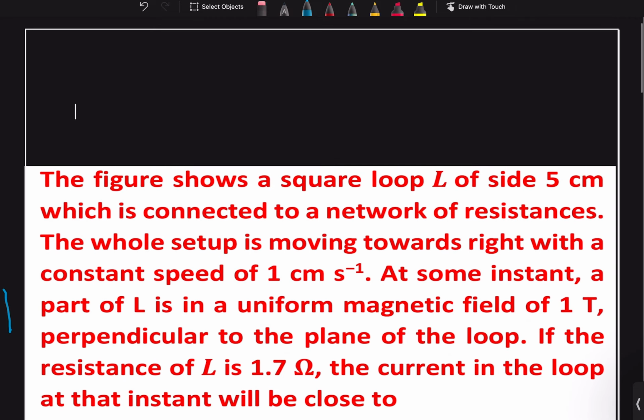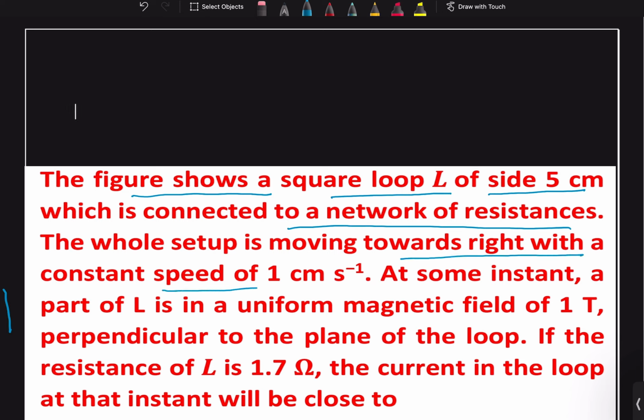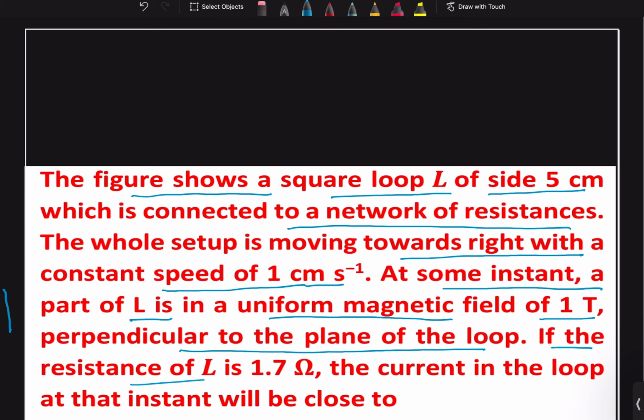We are given that the figure shows a square loop L of side 5 centimeter which is connected to a network of resistances. The whole setup is moving towards the right with a constant speed of 1 centimeter per second. At some instant, a part of L is in a uniform magnetic field of 1 Tesla perpendicular to the plane of the loop. If the resistance of L is 1.7 ohm, the current in the loop at that instant will be close to.